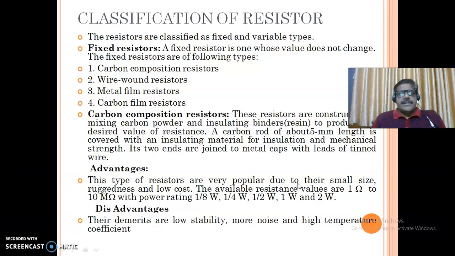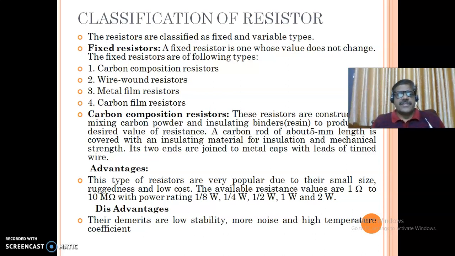In the last class we discussed the specification or characteristics of resistors and its features. Now we are dealing with the classification of resistors. The resistors are classified as fixed and variable types. There are two types of classification basically. The first one is fixed resistors.